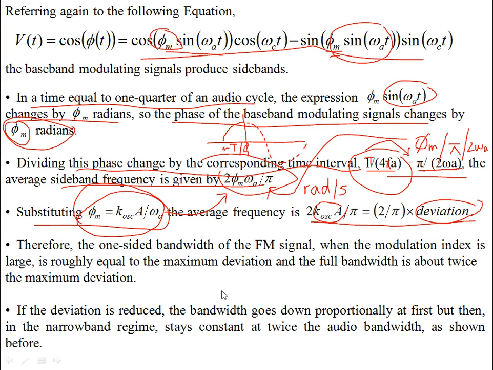So if you have a small modulation index, you are looking at a narrowband FM, and that narrowband FM in the limiting case looks like just an amplitude modulated wave.